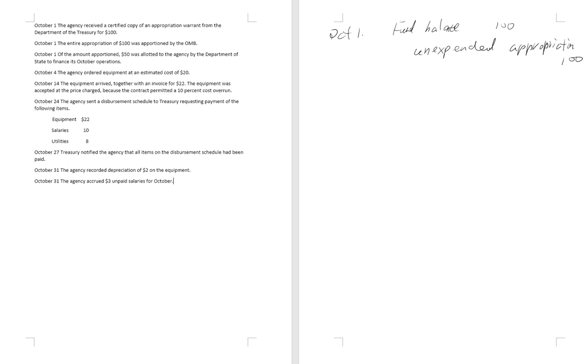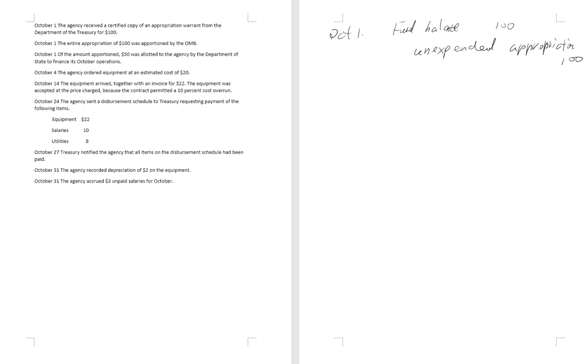Then October the 14th, the equipment arrived and the invoice was 22, which is okay because the contract allows a 10% cost overrun. So in the budgetary accounting work, we're going to reduce the undelivered orders by 20. We're going to add additional allotment, debit allotment 2, and then credit delivered orders 22. Delivered orders now is 22.